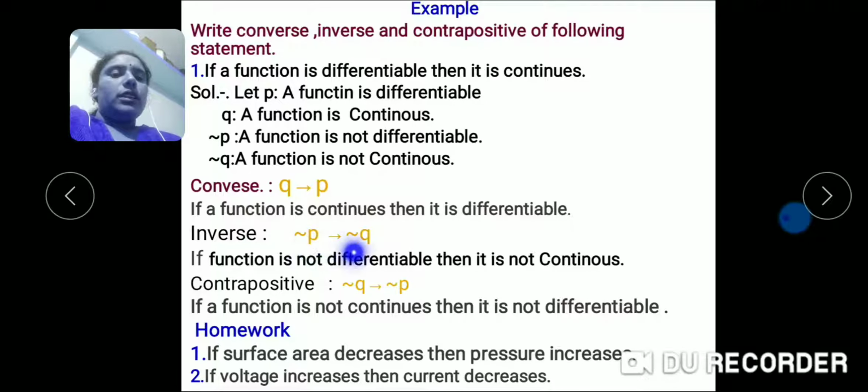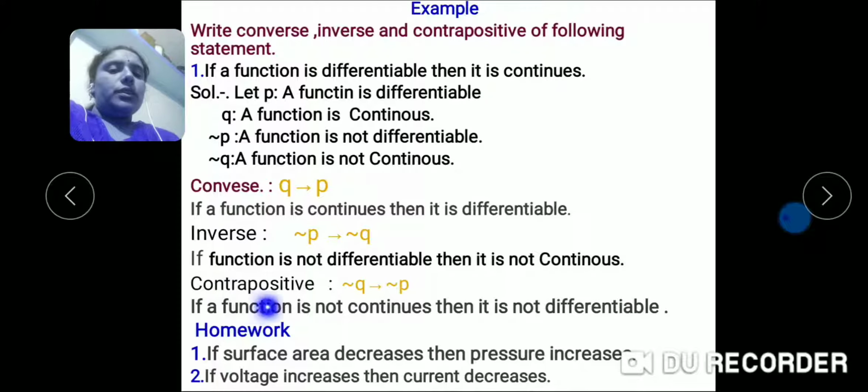Inverse is negation of P implies negation of Q. If a function is not differentiable, negation of P, then negation of Q, it is not continuous. That is, the inverse of given statement is, if a function is not differentiable, then it is not continuous.